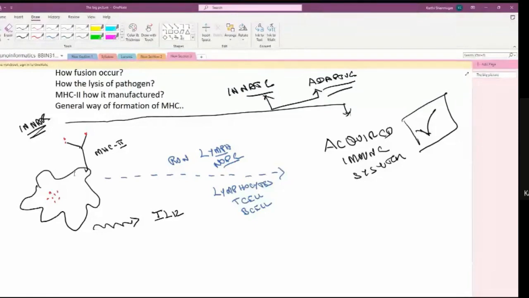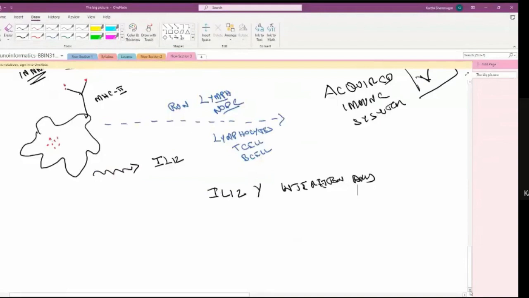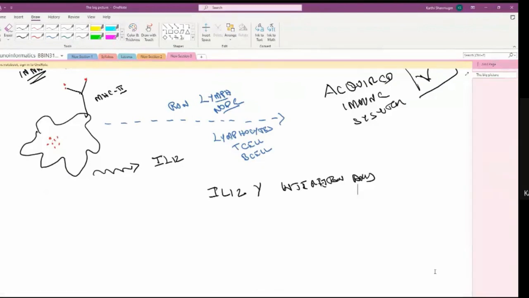Okay, so let's move on to the next part, which is very important. So I'll be talking about a concept called the IL-12 gamma interferon axis. Slowly we'll try to understand what it is. So now we are at the stage to understand the connection between the innate immune system and the acquired immune system.